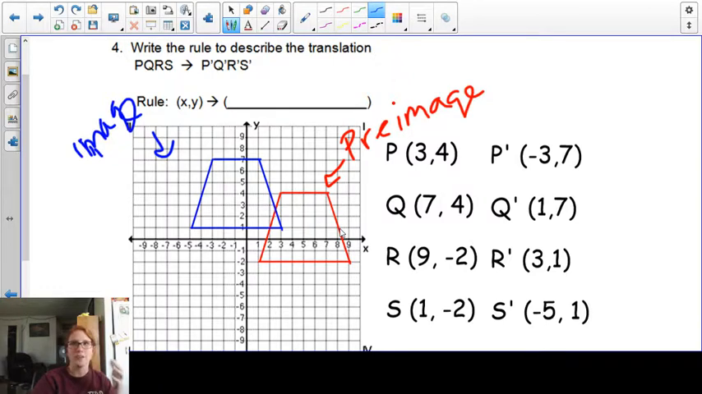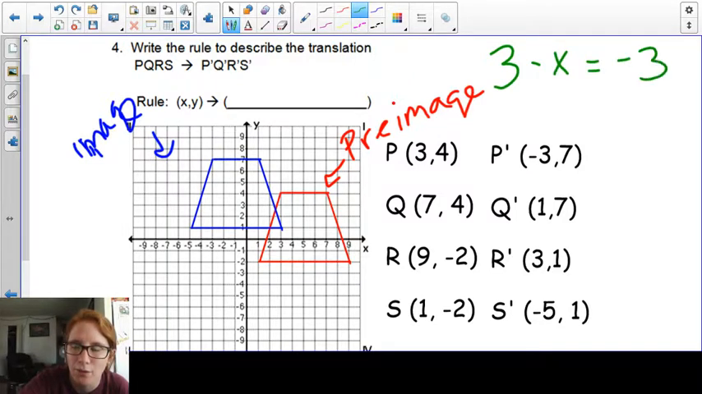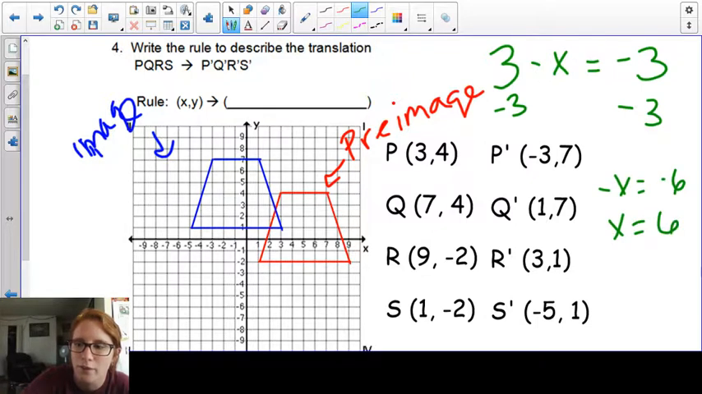So logically we know it went to the left and up. So if I go to the left, it means I'm subtracting. So if we take that first one for the example, 3 minus something gave me -3. So let's figure out what that is. Minus 3, negative x equals -6. So x is 6. That means I subtracted 6. So I took my x terms and I subtracted 6. I went to the left 6.